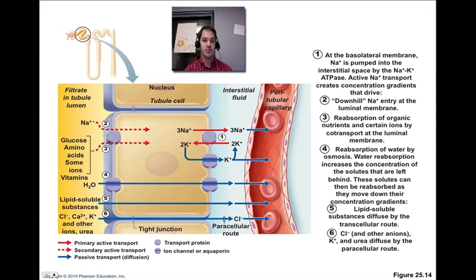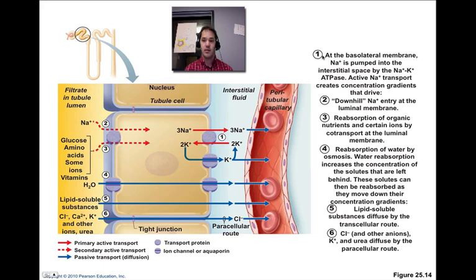So this protein here, this channel, as sodium diffuses in down its concentration gradient, because it's being pumped out of the cell down here, this protein would transport glucose and sodium at the same time. And a separate protein would transport sodium and some amino acid. If it was transporting sodium and glucose, it would be a sodium-glucose cotransporter.